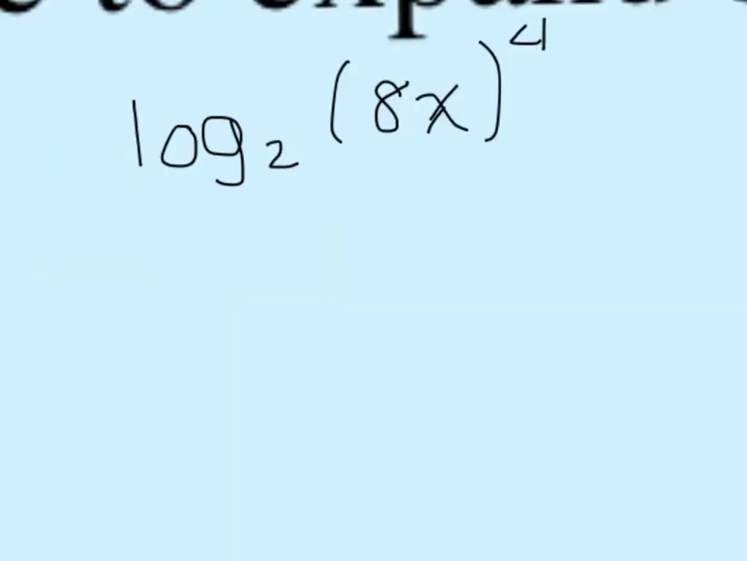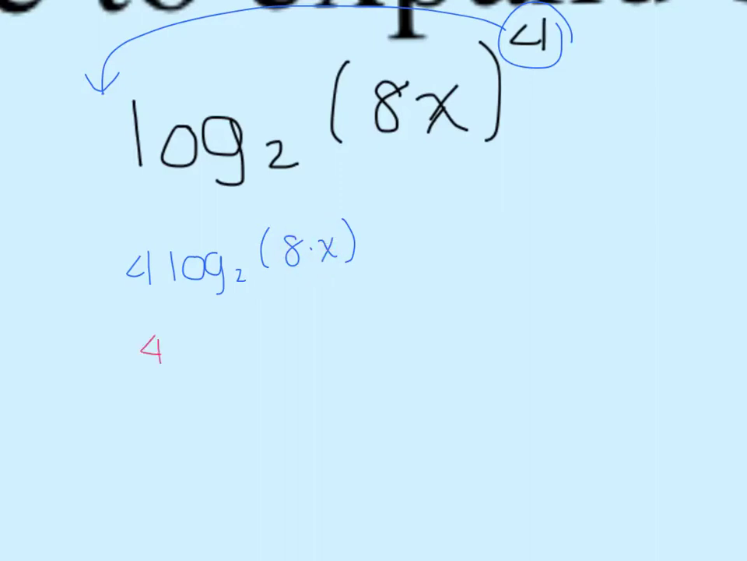Alright, so this is what we have, and I'm going to pull the 4 to the front. When I pull the 4 to the front, we're left with 4 log base 2 of 8 times x. So now that I have that, I'm going to break this up because it's the product through addition. So that's 4 log base 2 of 8 plus 4 log base 2 of x. Notice how I kept this consistent because this is what's in front of 8 times x. 8 can further simplify as 2 to the third power.